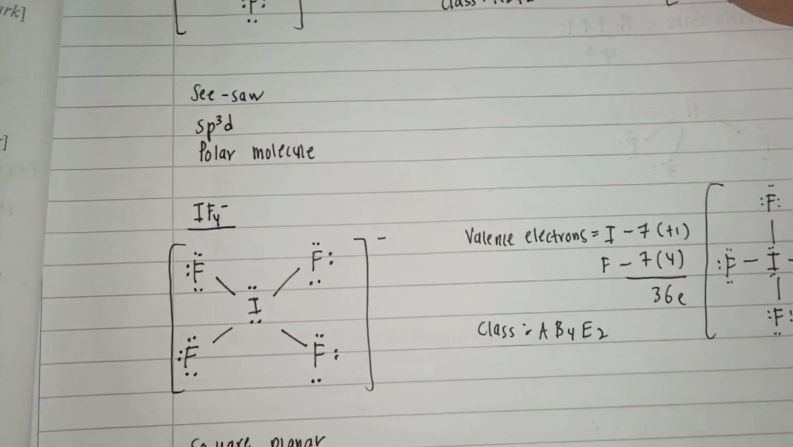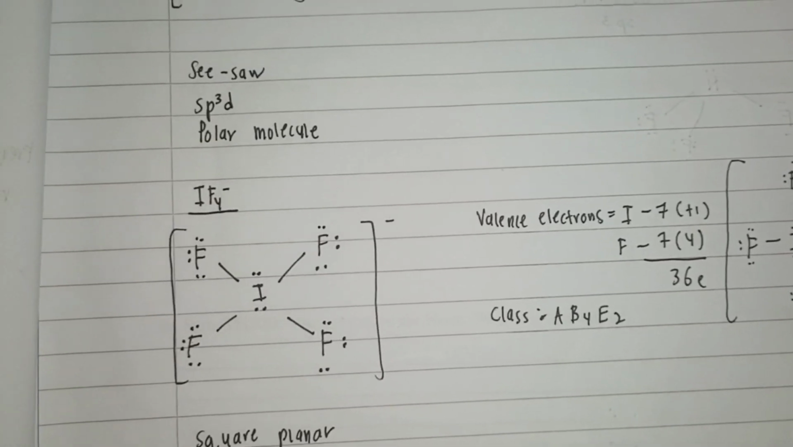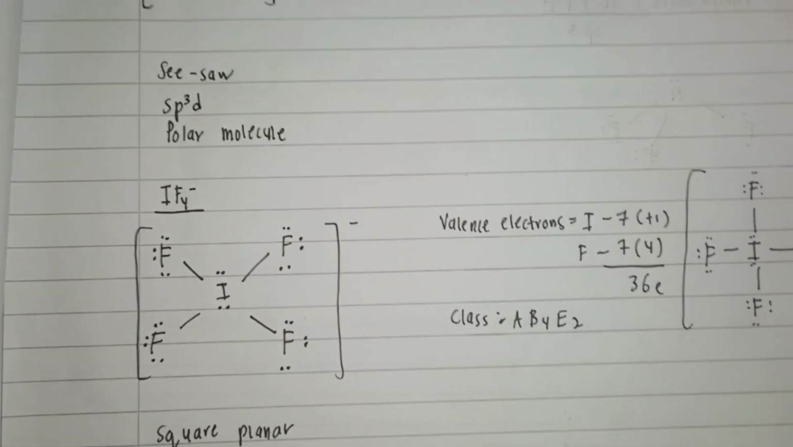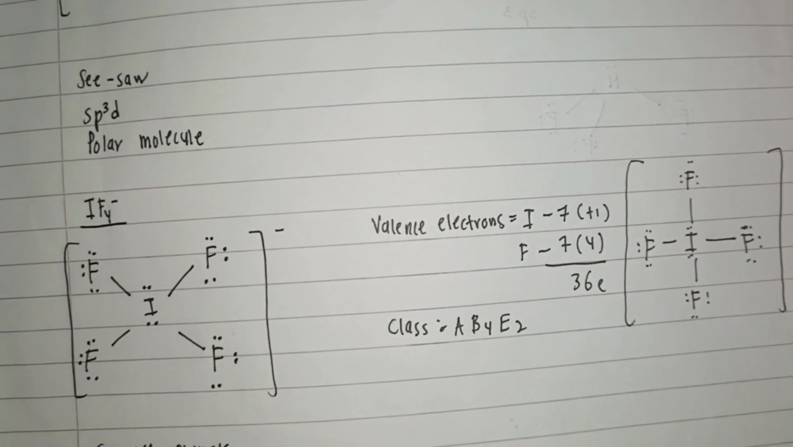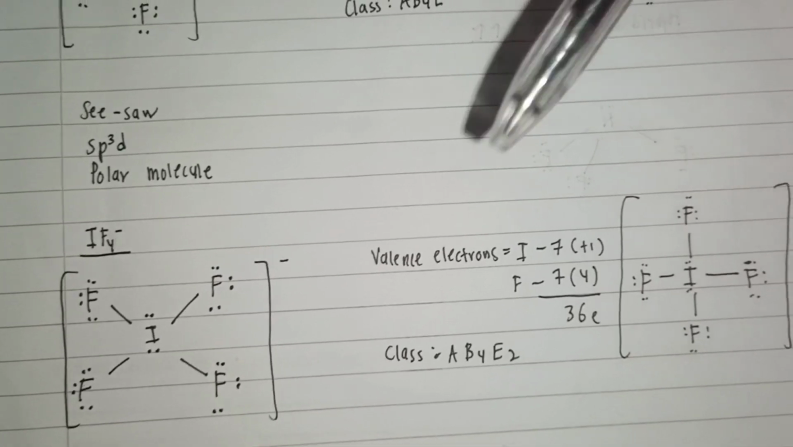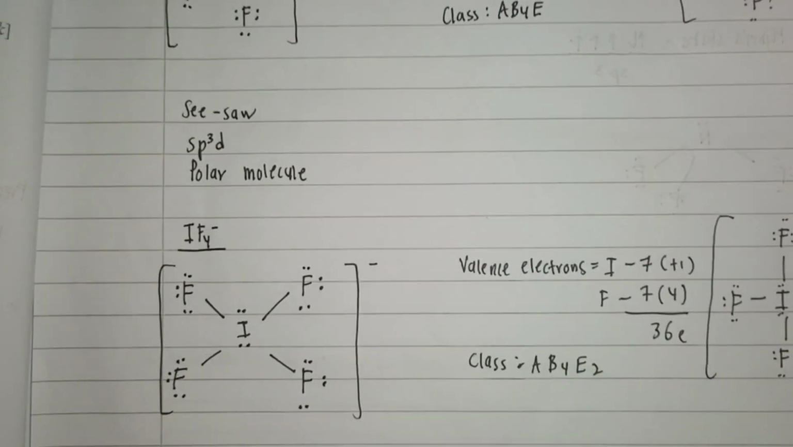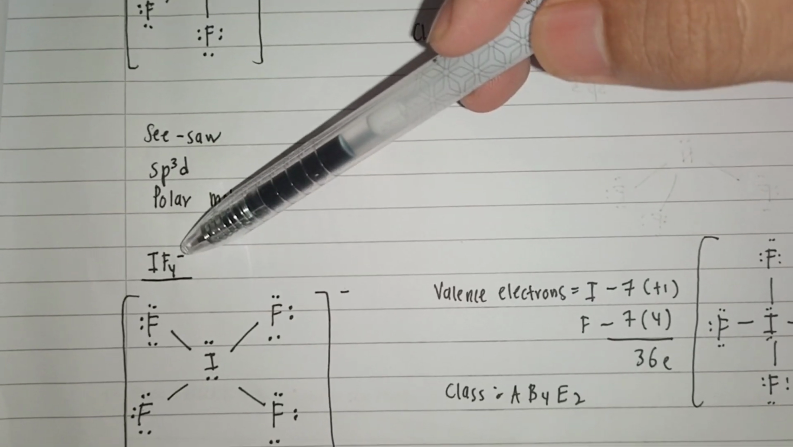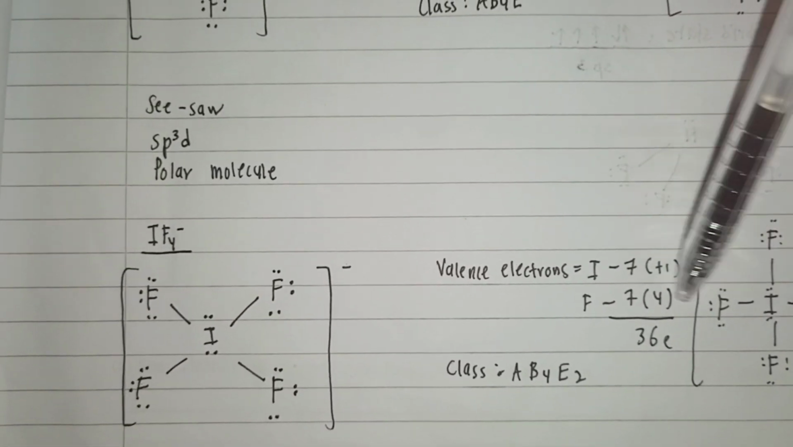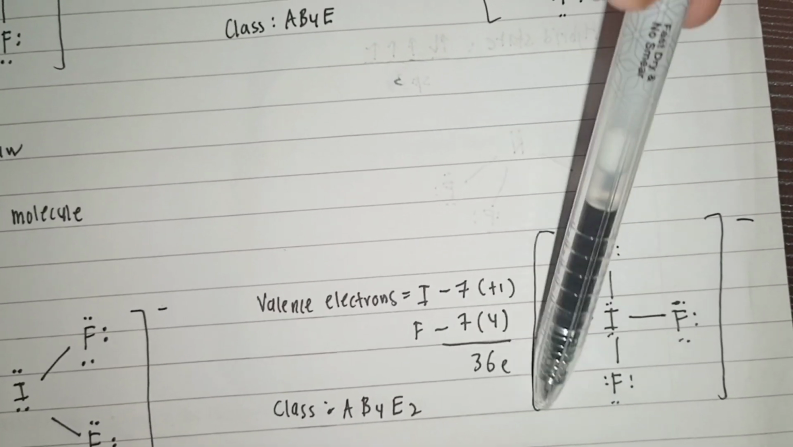Lastly, we move on to the last molecule, which is iodine tetrafluoride minus. Same as before, first we need to draw the Lewis structure so that we can see the molecular geometry better. First we find the valence electrons. Iodine has 7, and we need to add 1 electron here because it is a minus ion, and fluorine has 7, so 7 times 4, and we get 36 electrons.